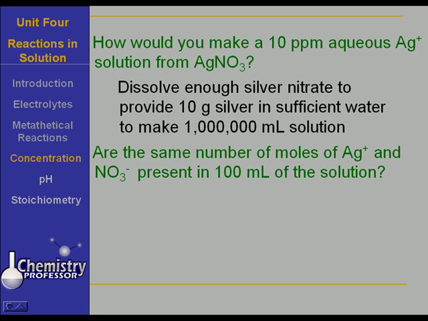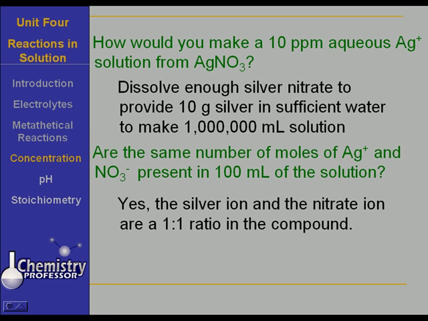Are there the same number of moles of silver ion and nitrate ion present in 100 milliliters of this solution? Oh yes, in this case there certainly are. There has to be. The silver ion and the nitrate ion are in a 1-to-1 ratio in the compound, and you're getting the silver from the silver nitrate.